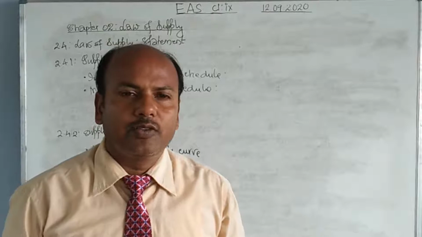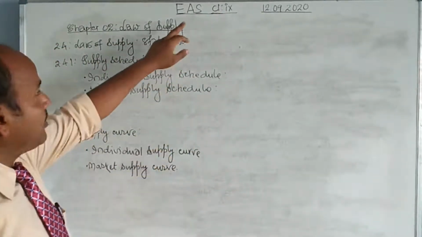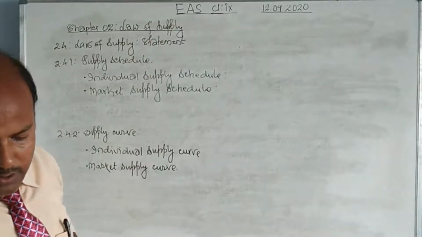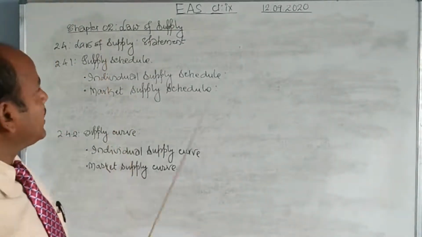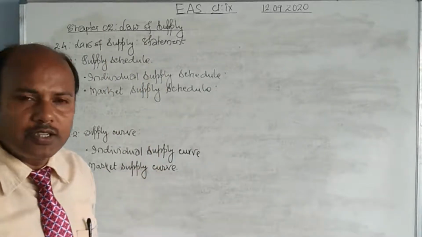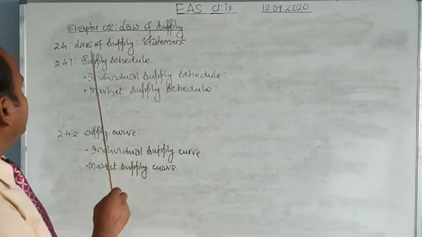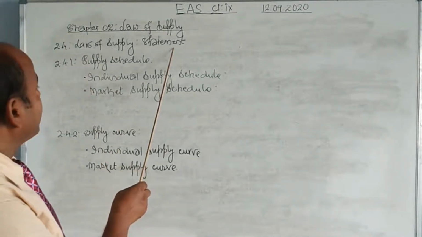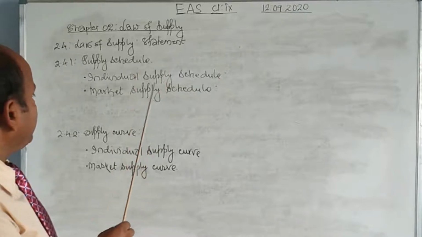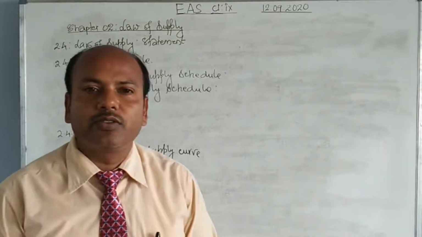Class 9. Today is, as you can see, 12, and this is a video on economic application. We have already started lesson number 2, chapter number 2, that is the law of supply, and we shall continue today in this video. Today we are going to discuss the law of supply, its statement, supply schedule, its type, supply curve and its type. So this much is what we are going to learn today.